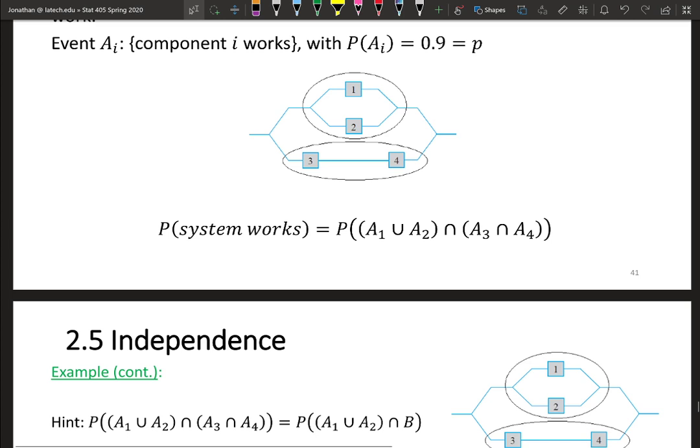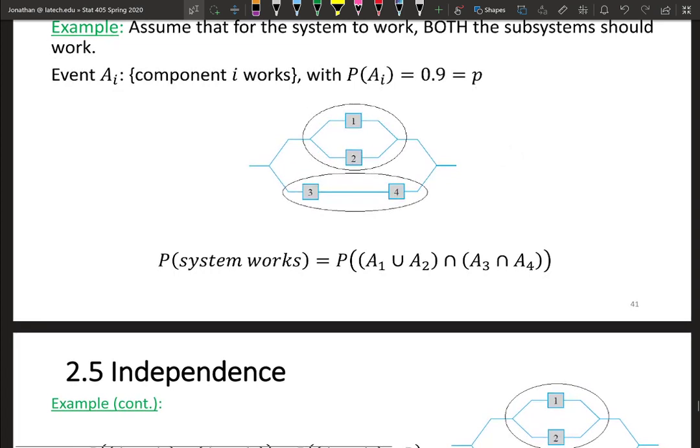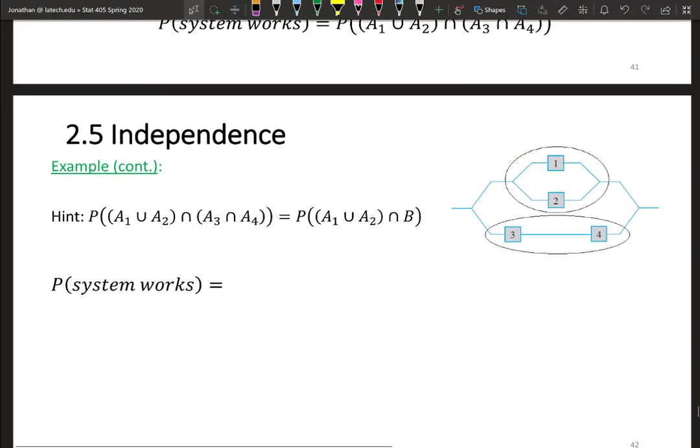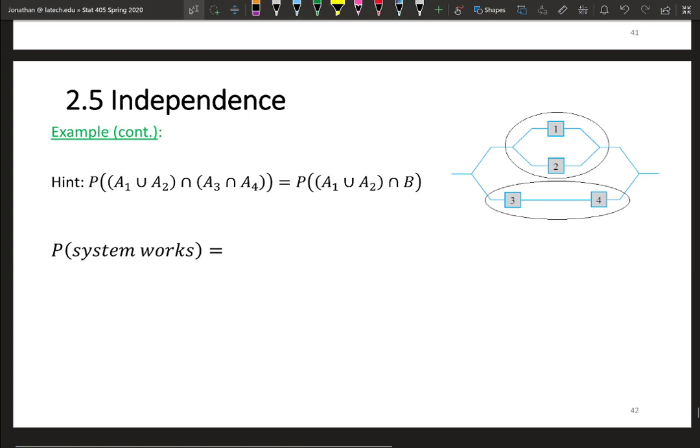All right, awesome. Let's go to this example. We basically need 1 or 2 and 3 and 4. So that's 1 or 2 and 3 and 4. Just remember that this is an or, this is an and, this is an and. So just a good logical connection right there: the union is an or, the intersection is an and. So how do we find the probability of this intersection? Well, these components should be independent of each other.